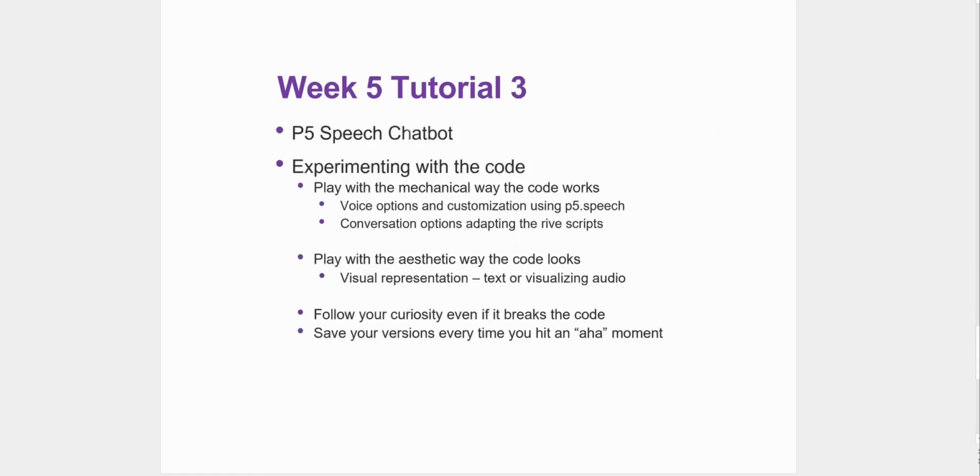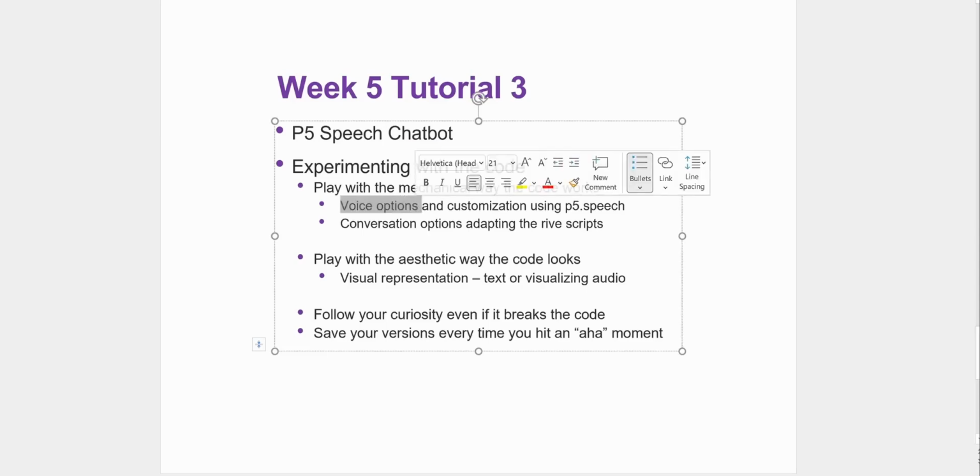What you are going to be doing next is experimenting with the code, but here are some places you're going to want to expand on. When I say play with the mechanical way the code works, that means look at the voice options. Look at different ways you can tailor the type of voice it is, the pitch, the rate, all of that, and look at how you can customize it that way. Then the conversation options, so the Rive scripts. How do you go into the chatbot and play with the different options to have a dialogue? Short dialogue, long dialogue. How do you play with those kinds of things? That would be playing with the mechanical way the code works.